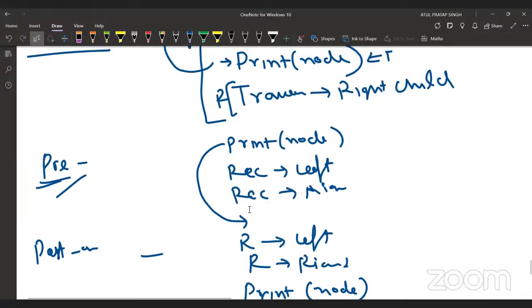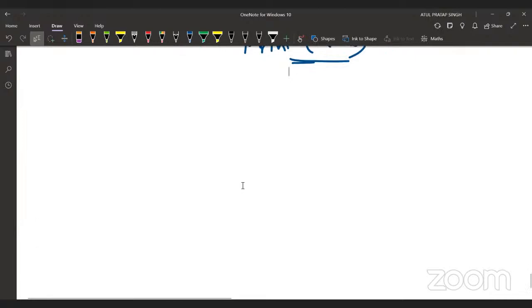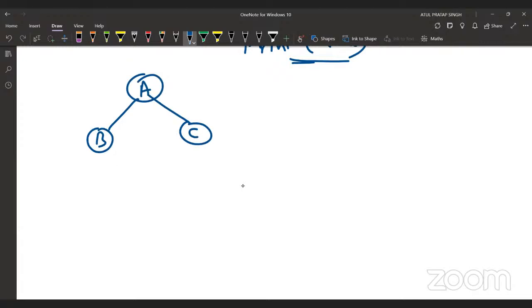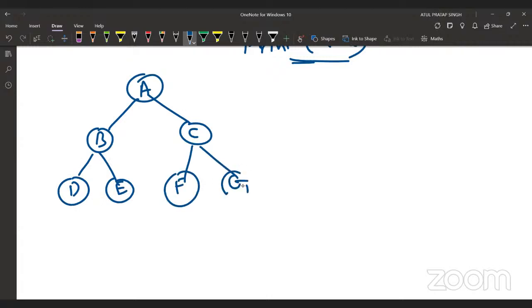Okay, so these are the steps. After that, how can we traverse the tree? I'm again drawing the tree, and then we perform all the traversals. A, B, C, D. Okay, so after that, for in-order traversal, first the in-order traversal.